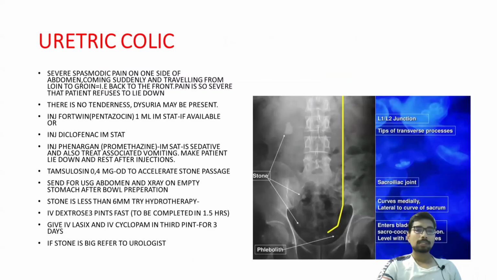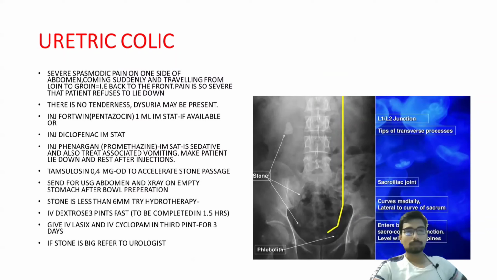Ureteric colic: severe spasmodic pain on one side of the abdomen, coming suddenly and traveling from loin to groin, that is, back to the front. The pain is so severe that the patient refuses to lie down. There is no tenderness and dysuria may be present.